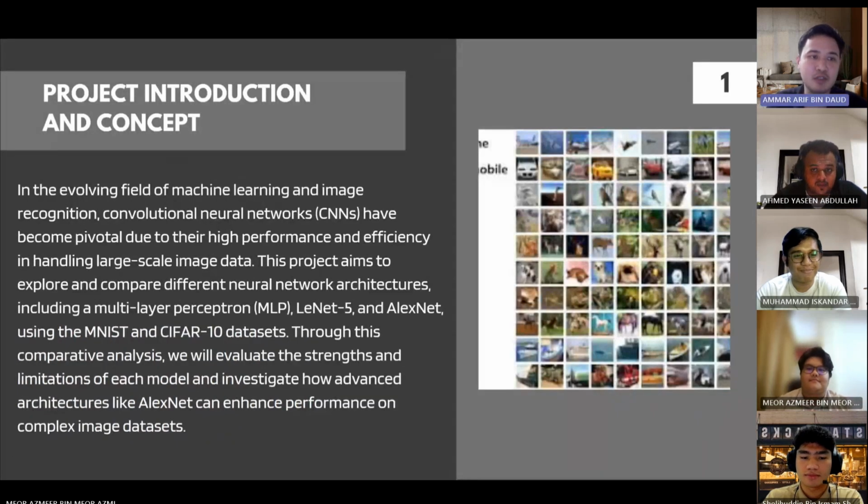First and foremost, this is the introduction for our project. In the evolving field of machine learning and image recognition, convolutional neural networks (CNNs) have become pivotal due to their high performance efficiency in handling large-scale image data. So our project is about convolutional neural networks (CNNs).